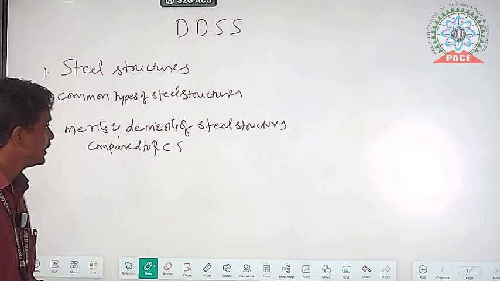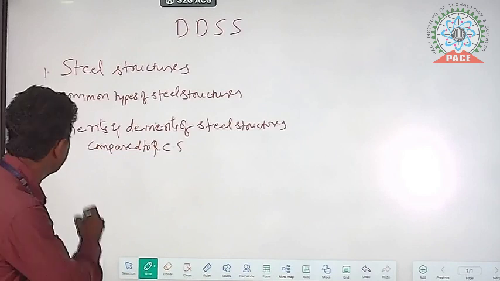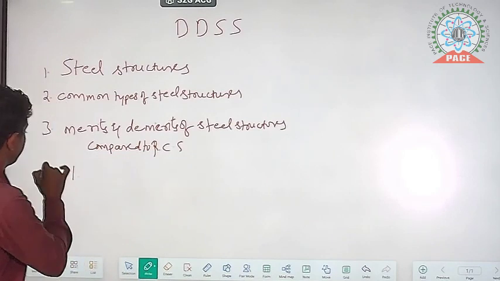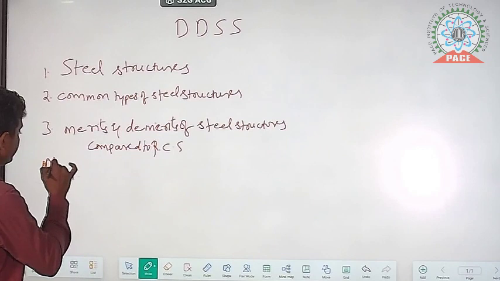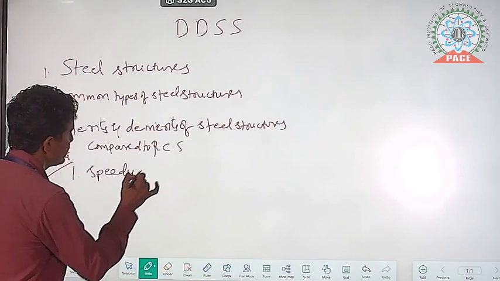Why? Because if you see the merits of the steel structures, the first one is speedy construction is possible. For example, this is the merits. Speedy construction is possible.